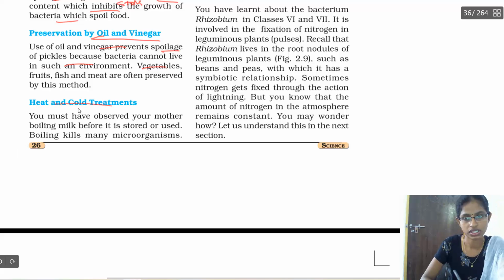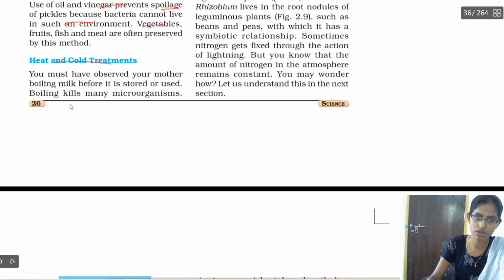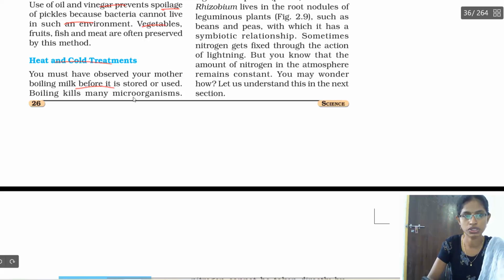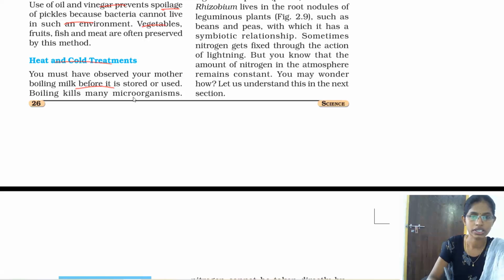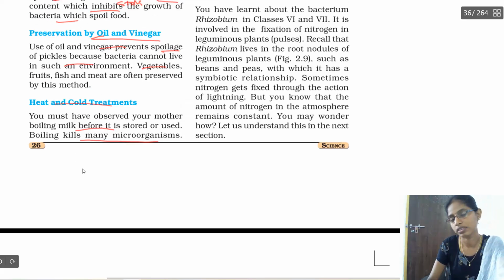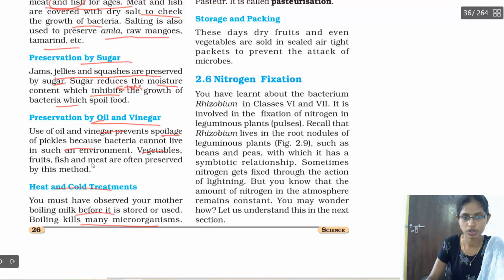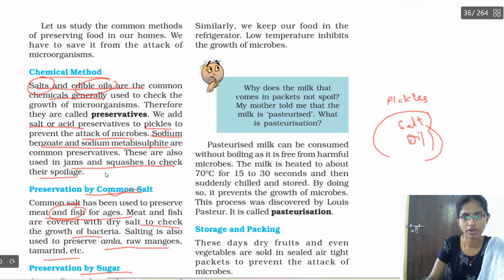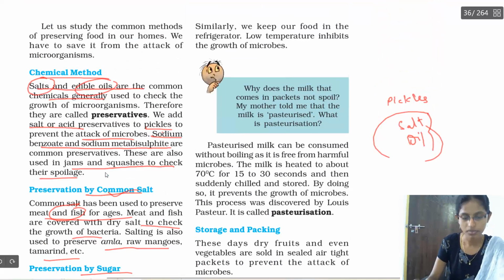Next, heat and cold treatment. By using heat and cold treatment also we preserve food. You observed that your mother boils milk before it is stored or used. Why? To kill the germs or bacteria present in the milk. Boiling kills many microorganisms. As we said earlier, we have to drink boiled drinking water so that you do not get diseases, as the microbes are killed by boiling.